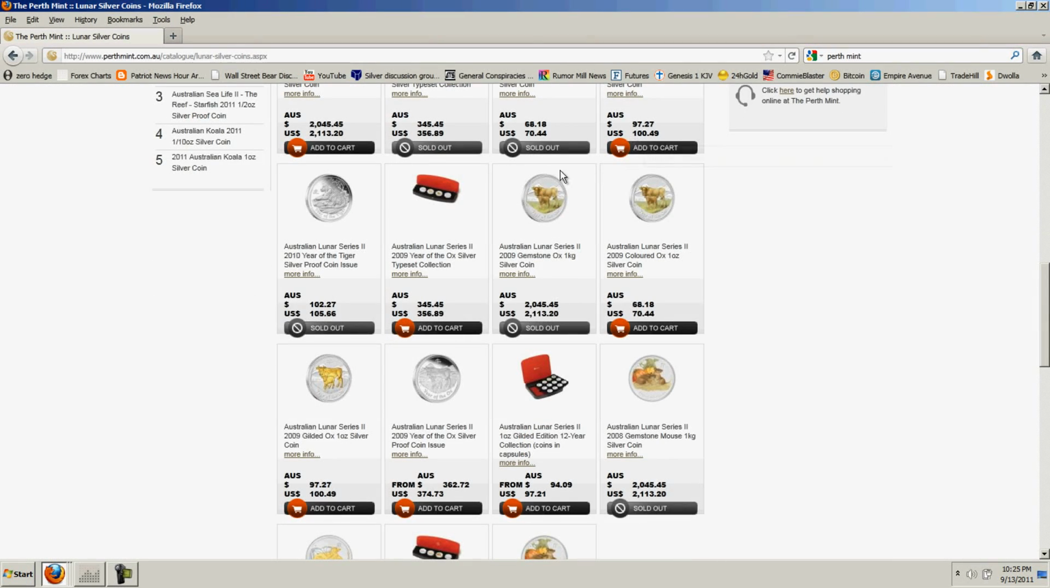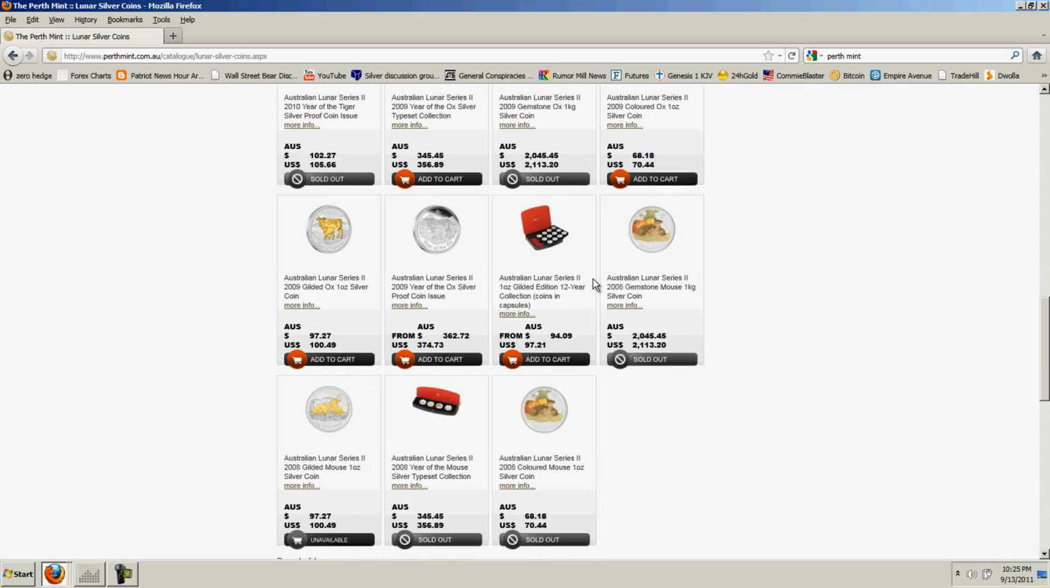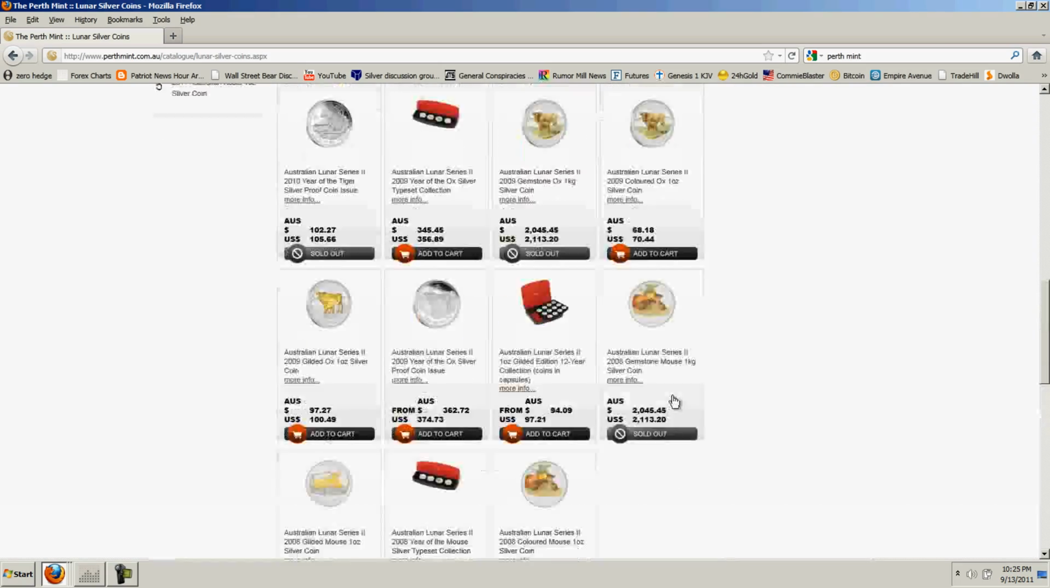We see a bunch of colorized. Oh, look here. Here's a bullion coin, a Year of the Tiger. Well, that's $105, and you know what? They don't have any left at $105 an ounce. And that's it.